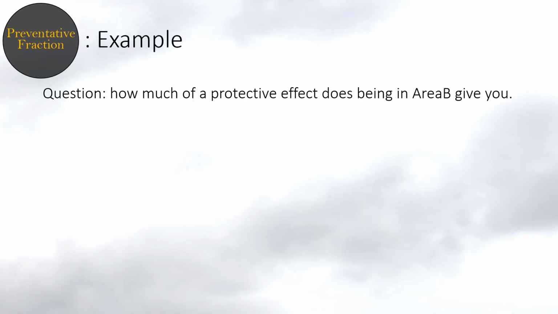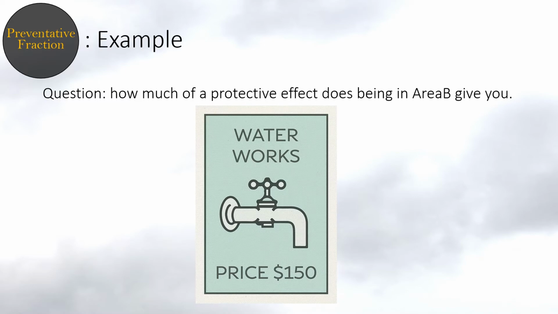So then, let's give you an example. Question of how much of a protective effect does being in area B give you, for whatever reason. This may be because, let's say it's cholera, and we've got a water company that is doing better filtering of its water, so hopefully less cholera cases. And we're calculating this to see if there is a definable difference. But maybe the waterworks isn't 100% at filtering out all the cholera.